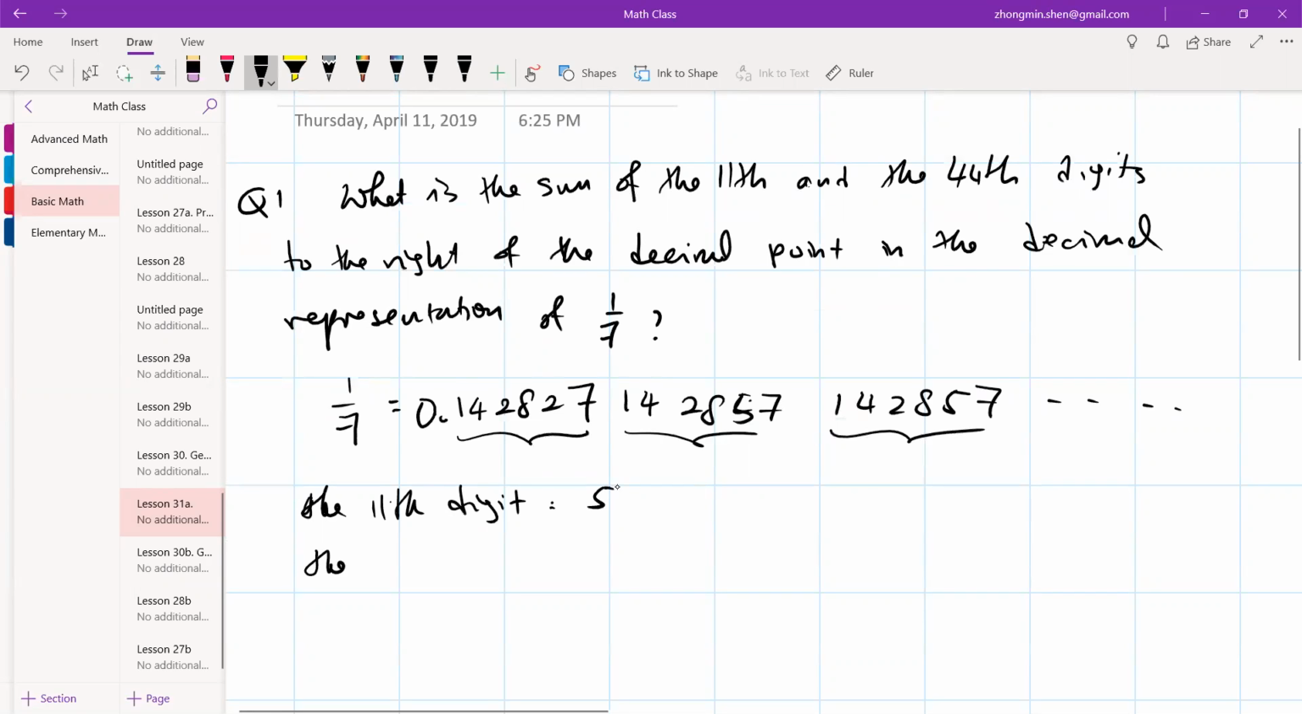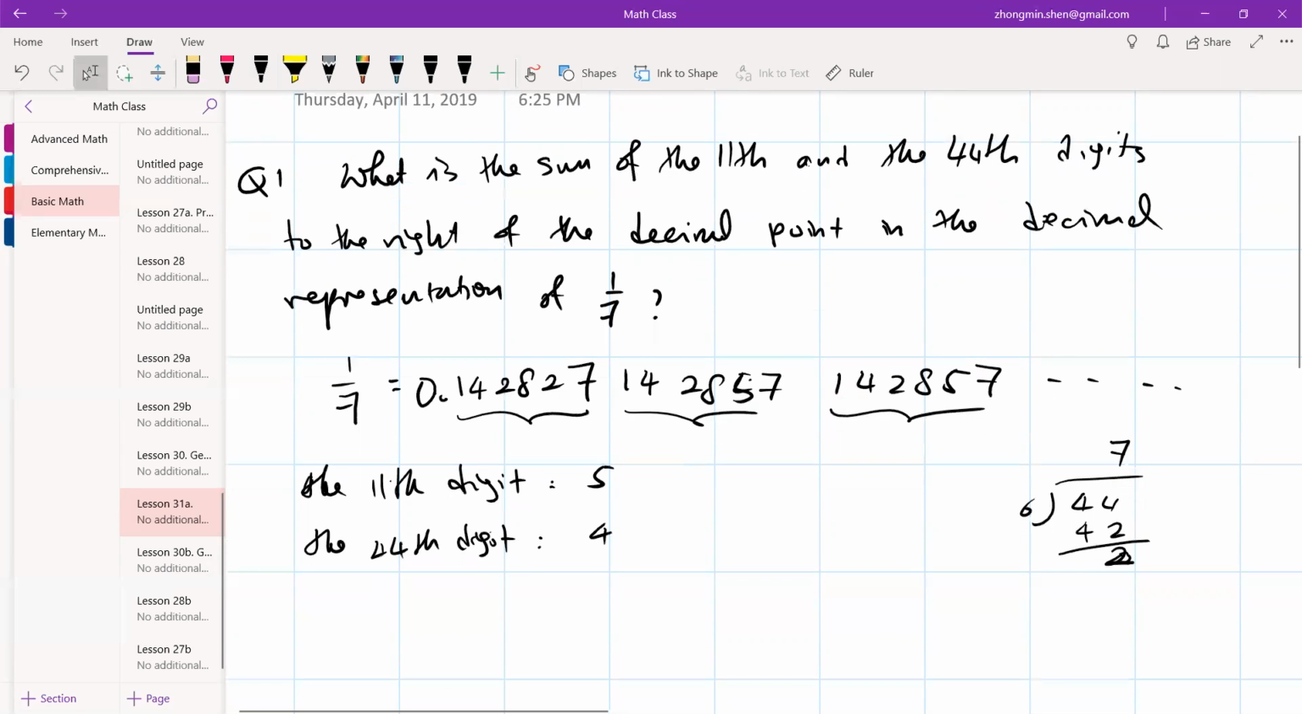Now, what is the 44th digit? You have 44 divided by 6, which is hard to figure directly. So it's going to be 42, then with an additional 2. That means you have 7 blocks of 6 digits plus 2. So plus 2, that will be 4, because the second digit in the group is 4.